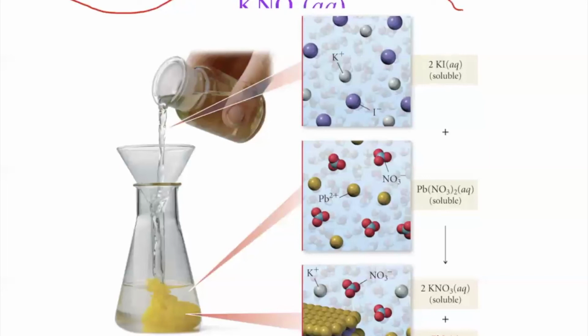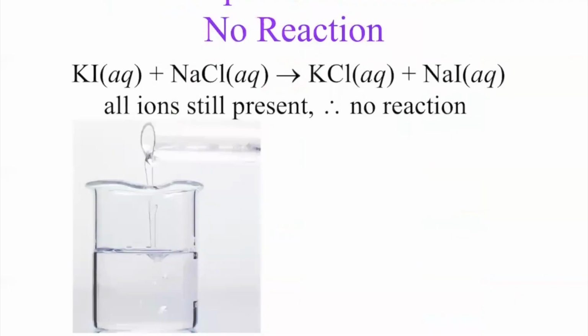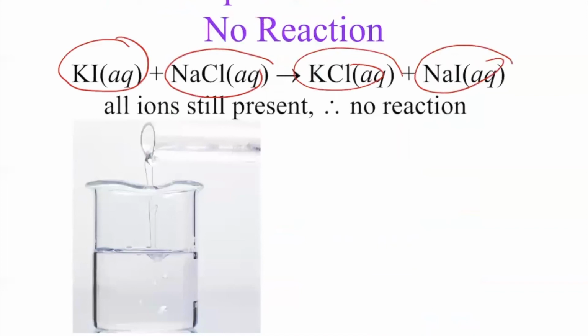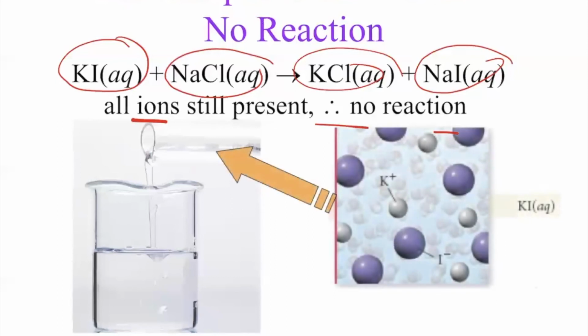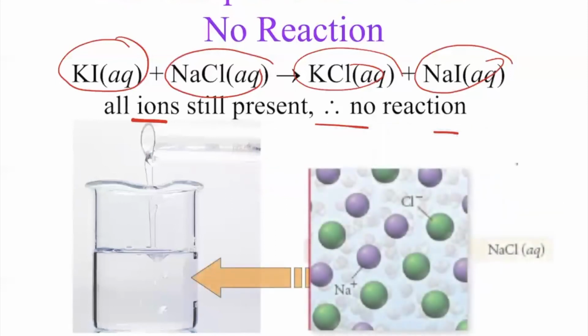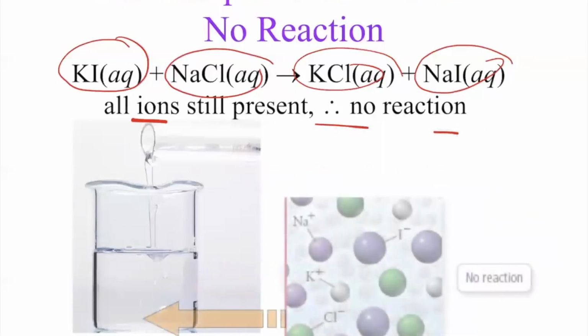Sometimes you're going to see that when you mix aqueous with aqueous, you form an aqueous and an aqueous. When that happens, we say that no reaction took place because you really don't see any solid. So how do we know that there was actually an exchange of ions?